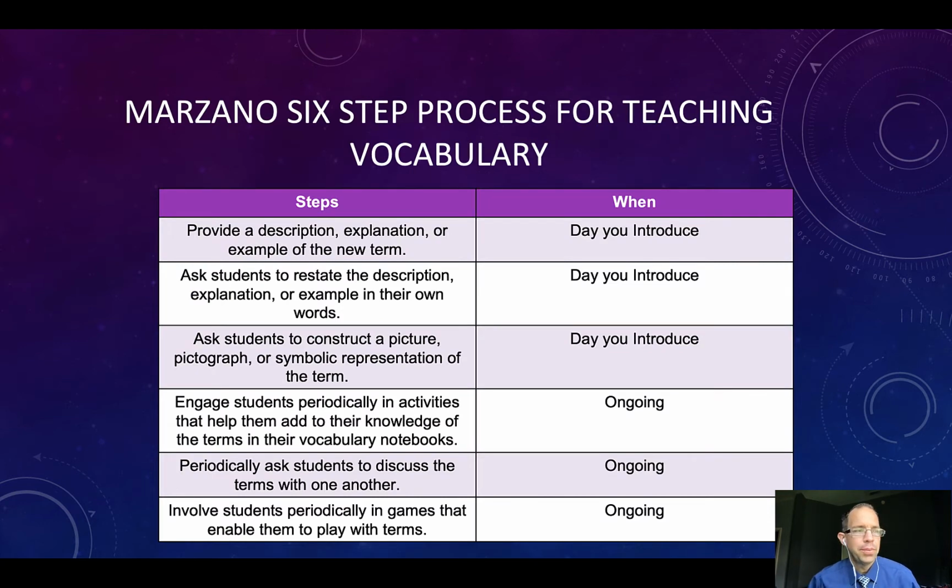It's taken from a person named Marzano. Marzano is a very big name in education. He's developed a 6-step process for teaching vocabulary. And that process is simple, right? So on the day you introduce the vocabulary, you notice here on the right-hand side of the chart, you are going to provide a description, explanation, or example of the new term you're trying to teach. I'll do that here momentarily.